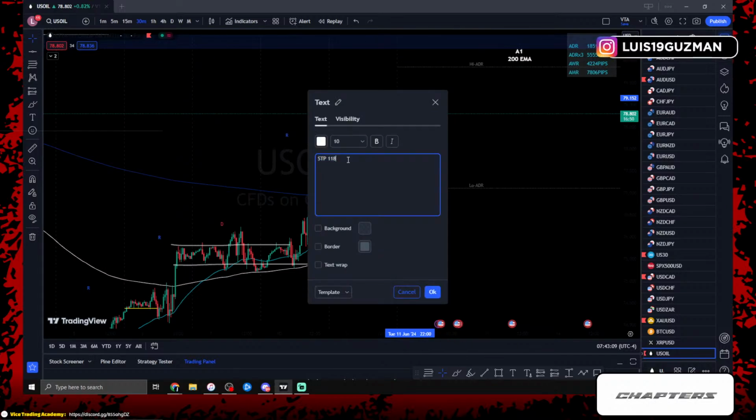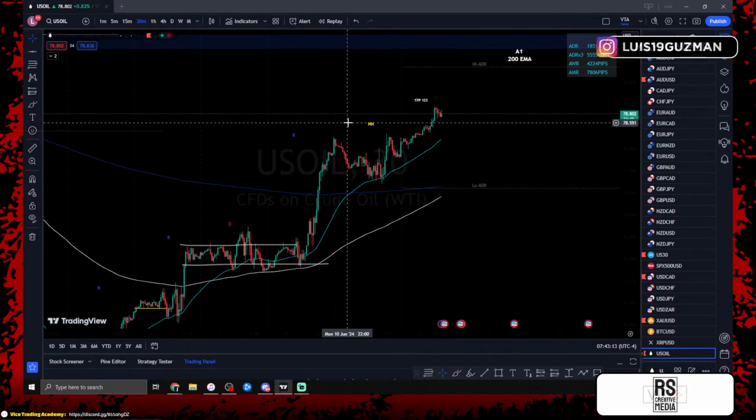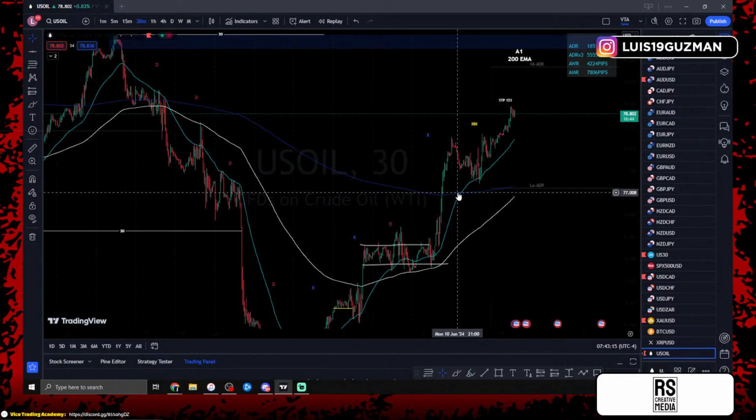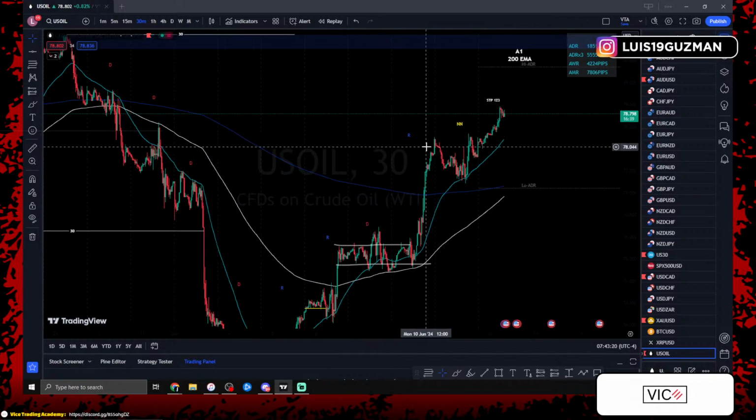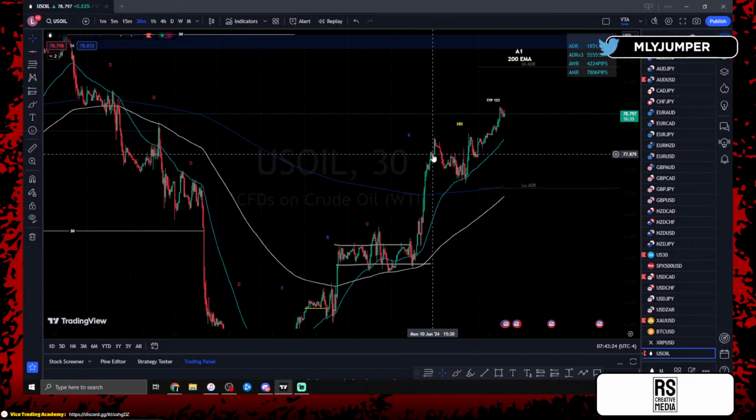123 is STP as well for this one. And we're still making higher highs and higher lows. Now, why isn't this a strong 4-hour engulfing? Number one reason is price is still making higher highs and higher lows. It never gave us a lower high.